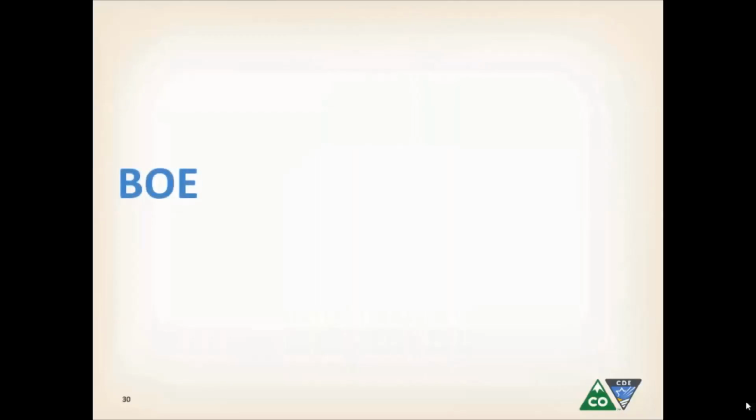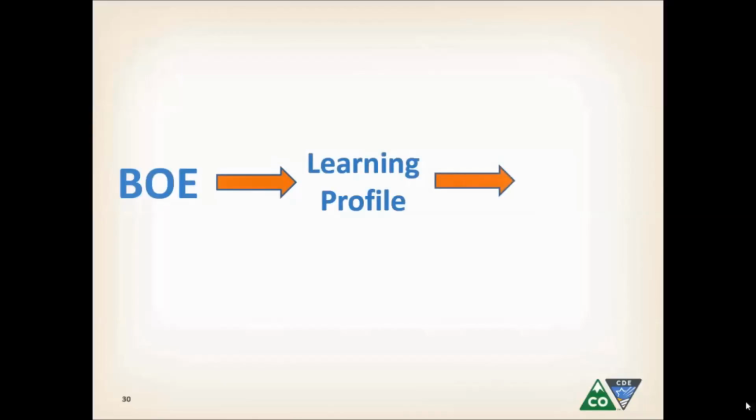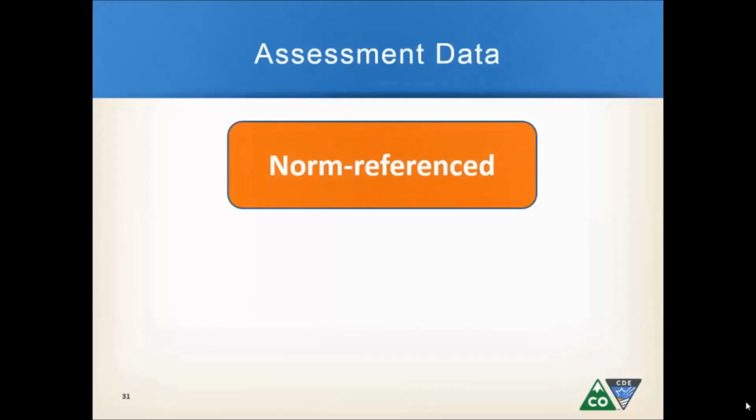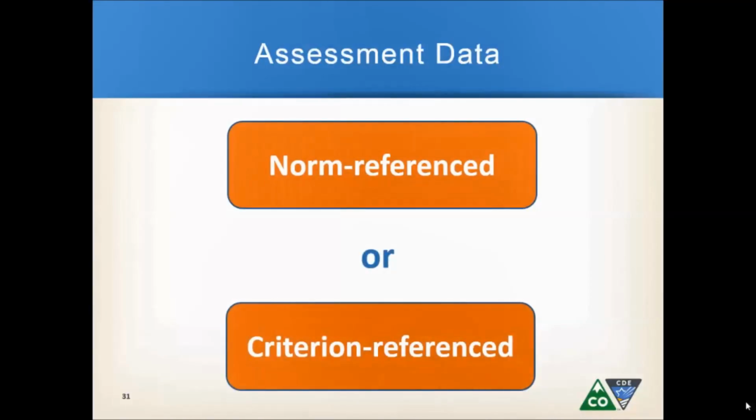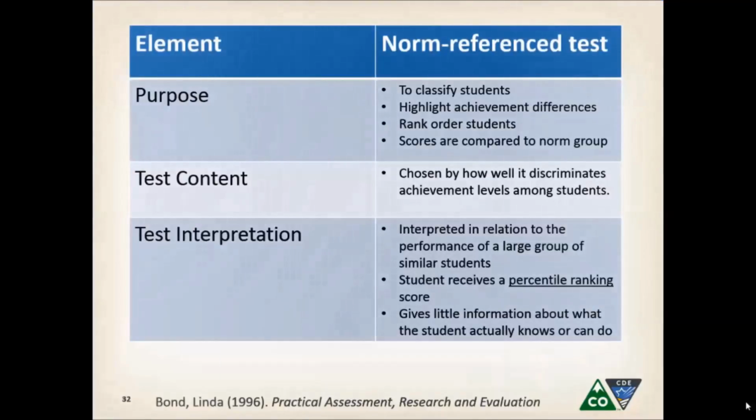But this body of evidence will then lead to developing the student's learning profile, and that learning profile will then become instrumental in developing the student's advanced learning plan, otherwise known as an ALP. Now, tests that provide quantitative data can be divided into norm reference assessments or criterion reference assessments. Let's review the difference between these two in terms of its purpose, its content, and its interpretation of data.